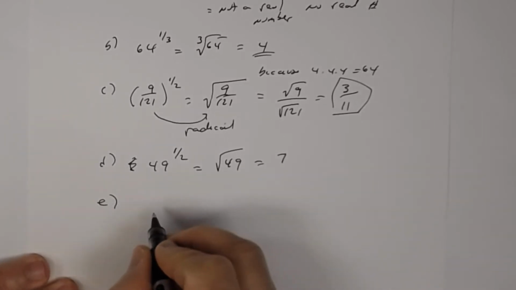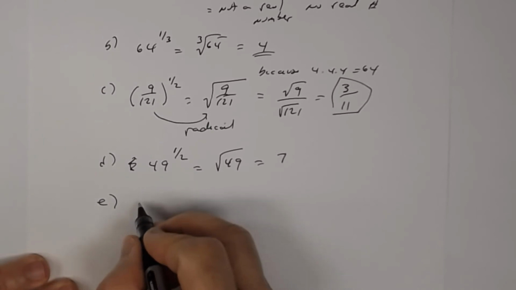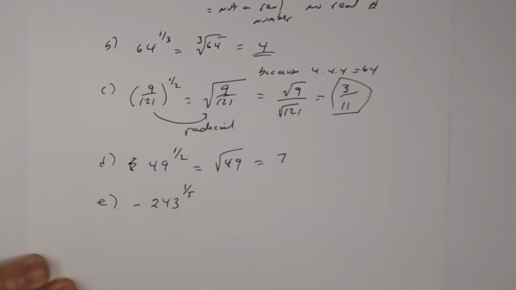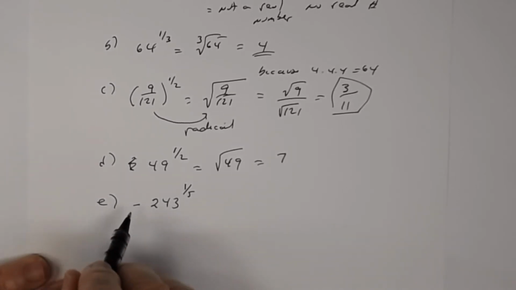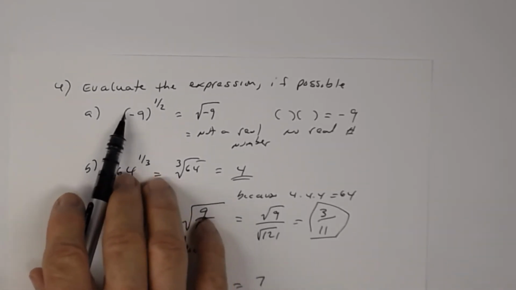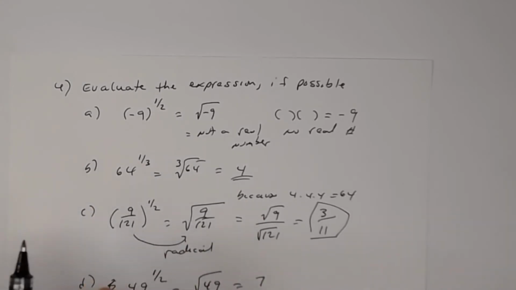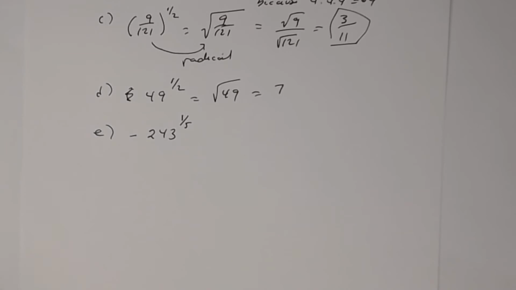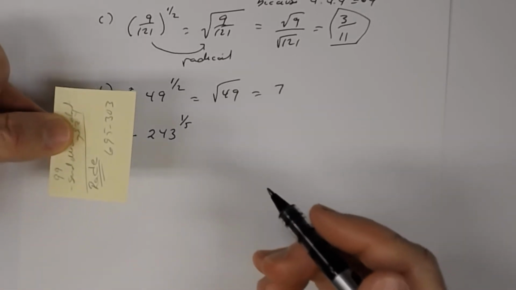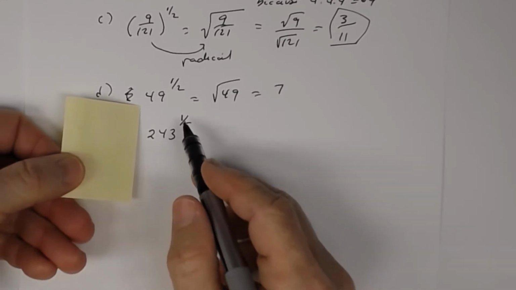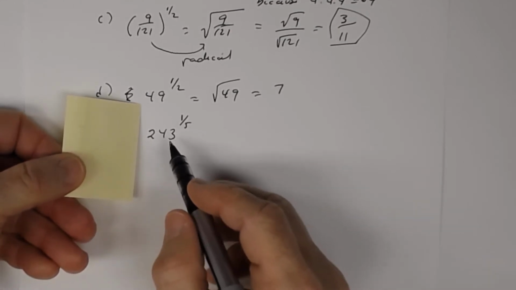E, let's suppose you had negative 243 raised to the 1/5 power. So notice there's a negative there, so always be careful with the negative. Just like you did here, there's a negative, so you have to remember it's inside the parentheses, so that's your base. Here, there's no parentheses, so think about what I'm doing here. I'm taking this paper and covering up the negative. So the only thing that's being raised to the 1/5 power is 243.